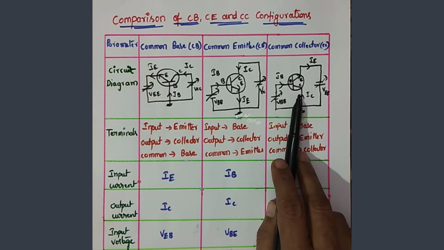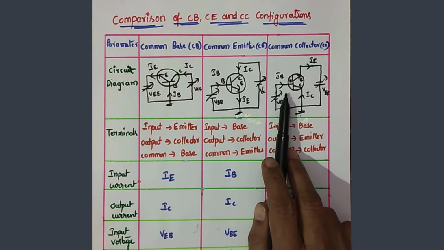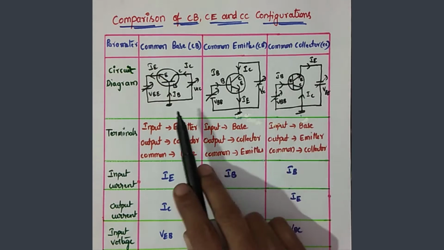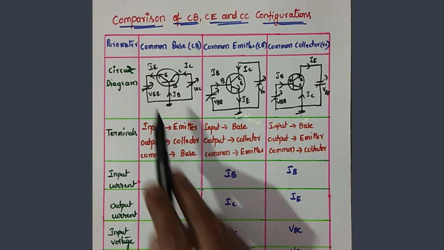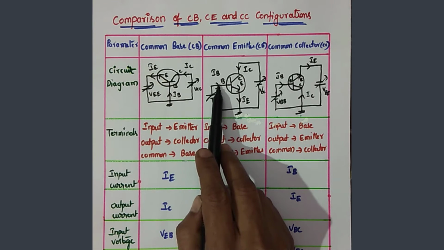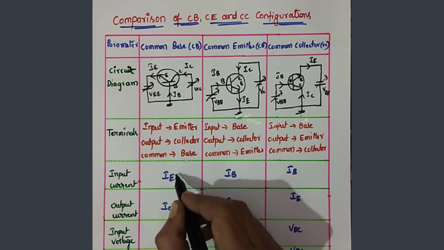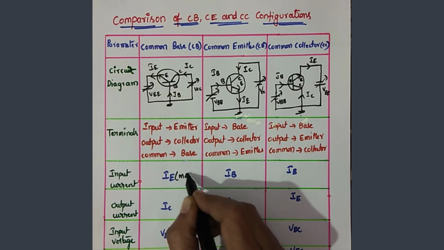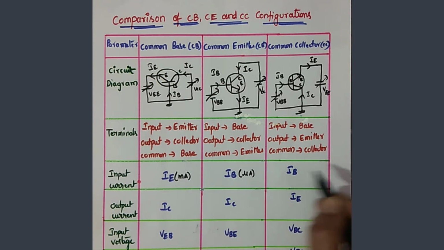In common collector configuration, collector is common or grounded. Base is input and emitter is output. And these are the terminals. So here the input current is IE and here the input current is IB, and in the common collector the input current is IB. Let me write the range. IE is in milliamperes. IB is in microamperes.